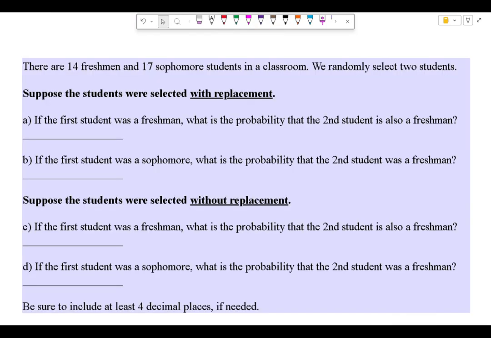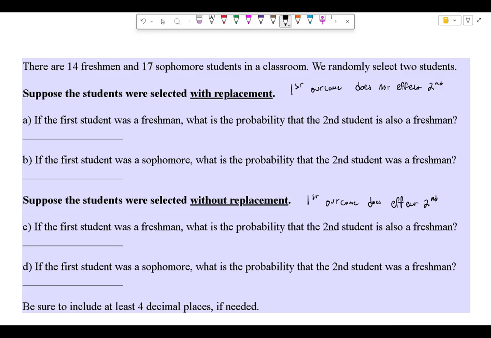And I have one more example here from the e-text that's going to look into with replacement versus without replacement. So with replacement means that the first outcome does not affect the second outcome. And without replacement means that the first outcome does affect the second. And we'll look at these 4 examples.